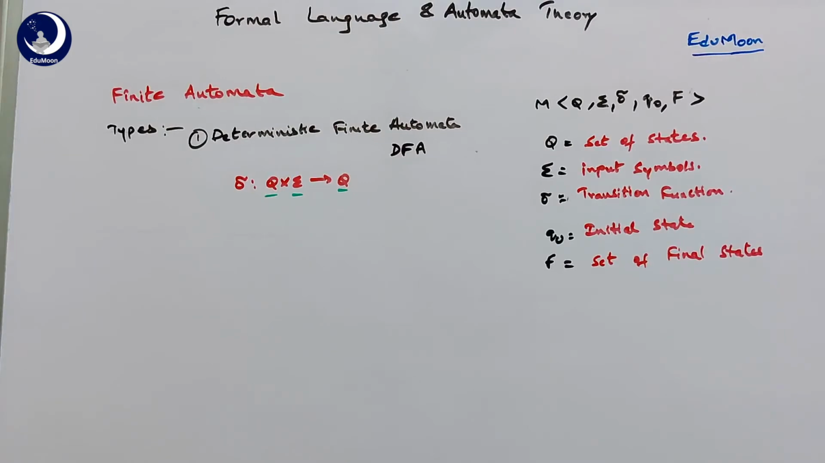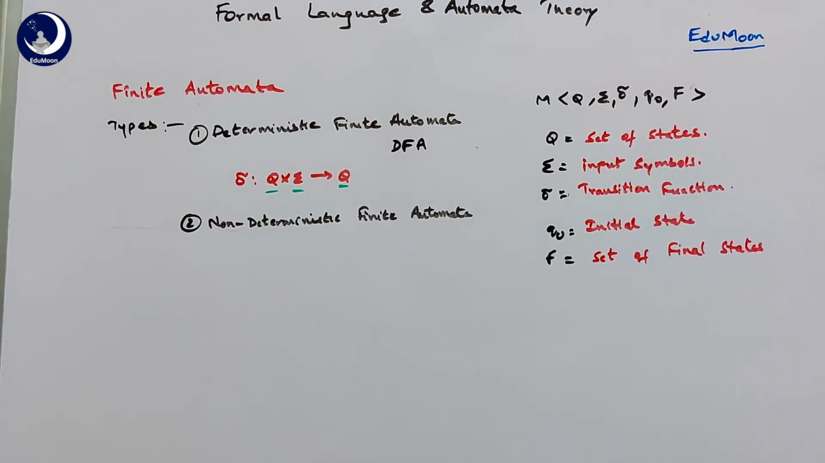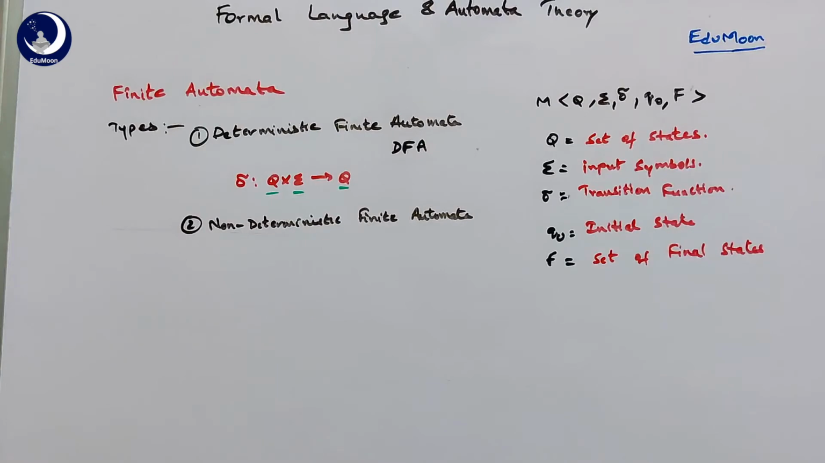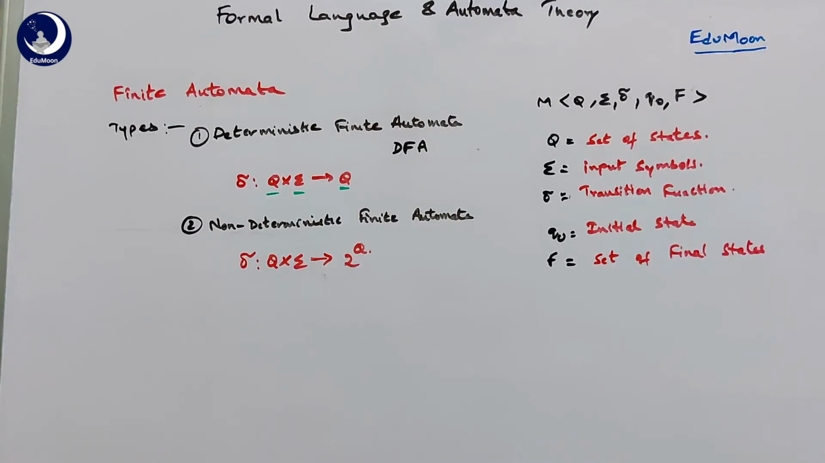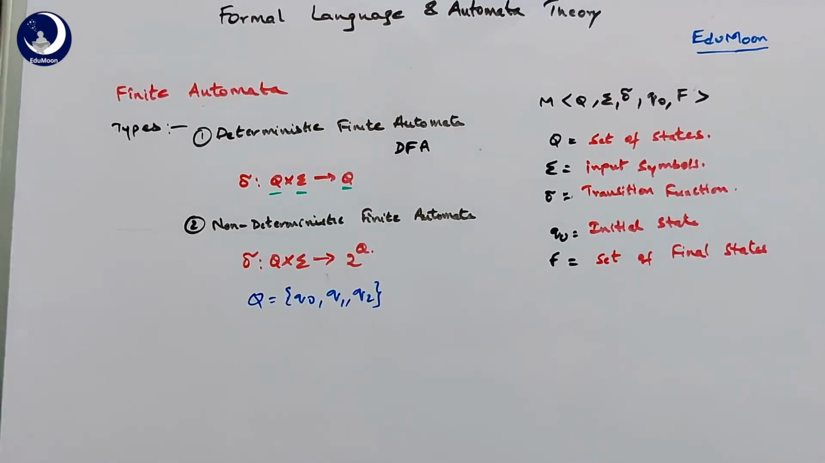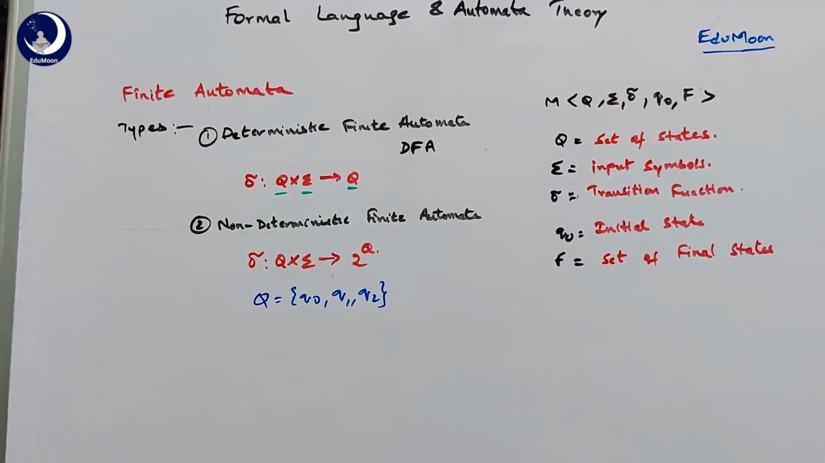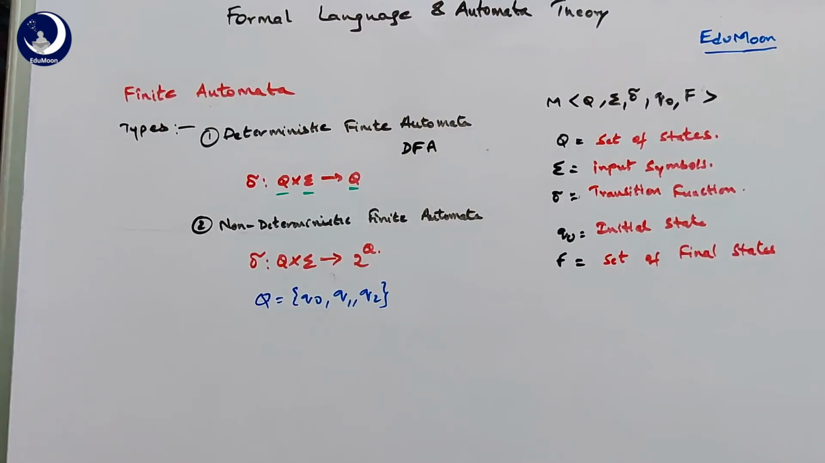Now coming to the second type, non-deterministic finite automata. In any state, if you read a symbol, there can be any number of possibilities that the machine can go to. That is, on reading a symbol in any state, there may be any number of combinations. So the delta function is given as Q cross sigma goes to 2 power Q. Why 2 power Q? That is the possible number of combinations if you write the power set of the states. If you take an example Q equal to Q0, Q1, Q2, there are totally 3 states, so the power set contains 8 possible combinations.